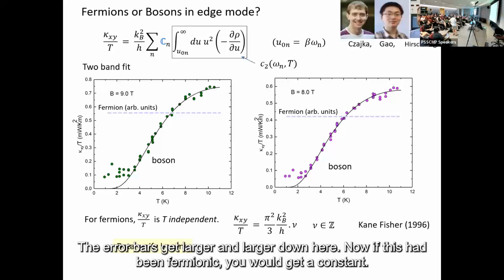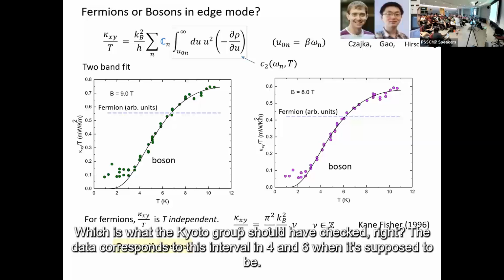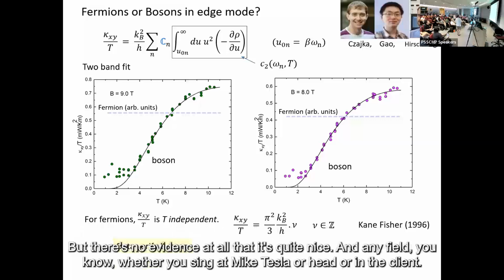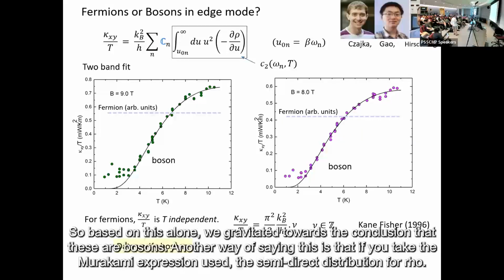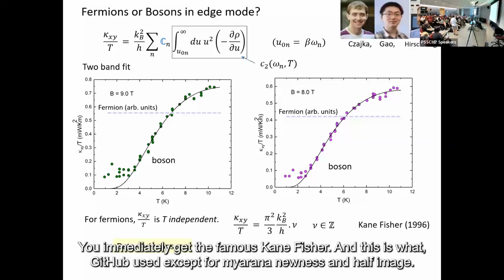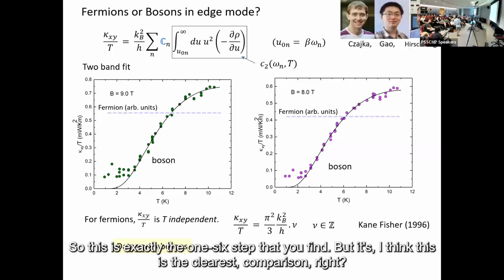Now, if this had been fermionic, you would get a constant, which is what the Kyoto group should have checked, right? The data corresponds to this interval between 4 and 6, where it's supposed to be quantized. But there's no evidence at all that it's quantized at any field, whether you're sitting at 9 Tesla or 8 or even higher. So based on this alone, we gravitated towards the conclusion that these are bosons. Another way of saying this is that if you take the Murakami expression and use the Fermi-Dirac distribution for rho, you immediately get the famous Kane-Fisher result. And this is what Kitaev used, except for Majorana, nu is half integer. So this is exactly the 1/6 that Kitaev found.